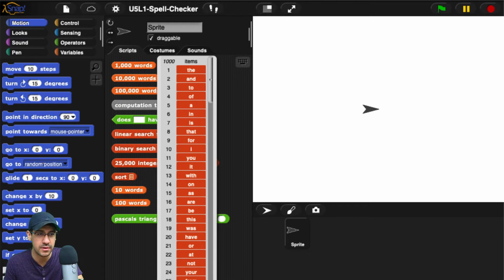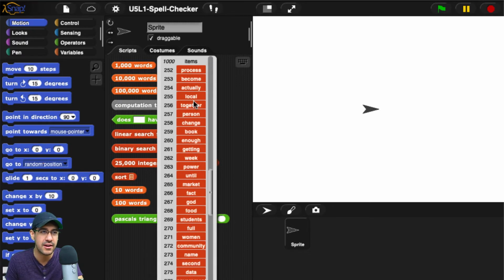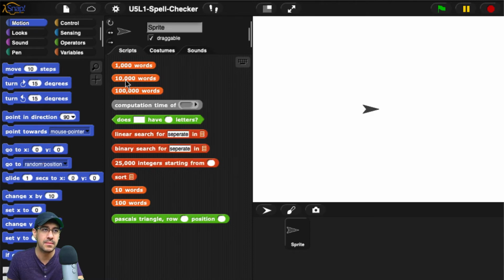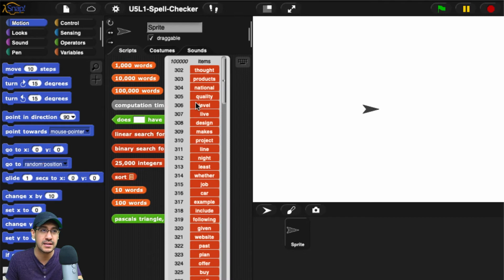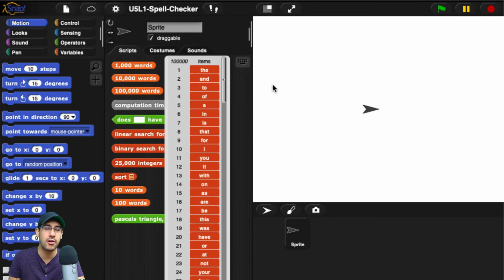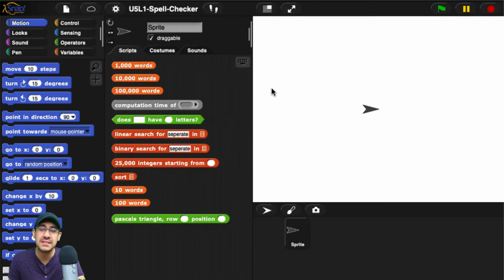So yeah, I see some words. It's not sorted by the number of characters or letters or anything like that. I'm assuming the 10,000 word one is the same and the 100,000 words is just the same. So these are unsorted lists, which means that if we want to find something in it, we have to go through every single item in the list. So, if you think about the worst case scenario, you're looking for the word that is the absolute last in the list.